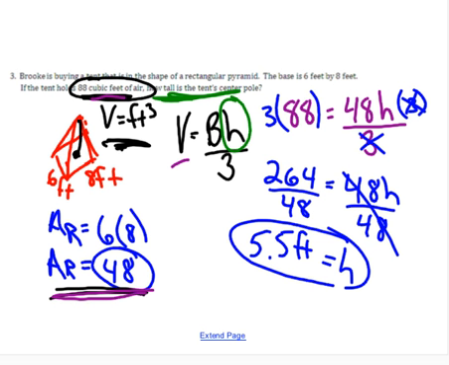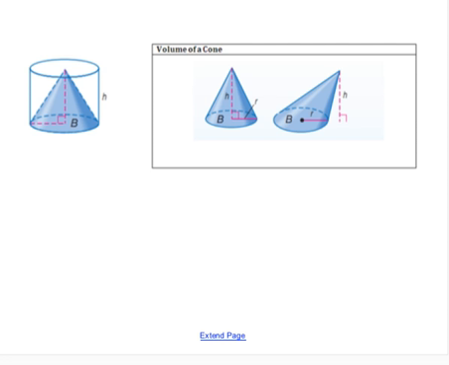Now that is a backwards problem. You have the ability to do backwards problems. Just make sure you're listening closely when you do that. Alright, moving on. We have volume of a cone.